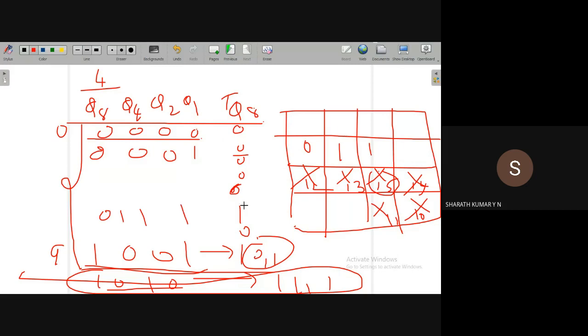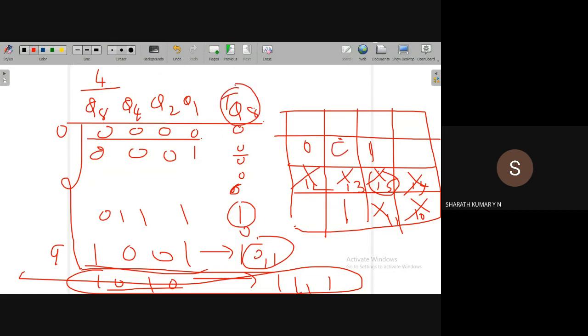0 1 1 1. 7 is 1, 9 is 1, all others are 0. Where is 7? I think here it is 7. This is 7, this is 7, and 9. Which is 9? This is 9. Okay, so this is 0 actually. Okay, so this is the K-map for the TQ8.